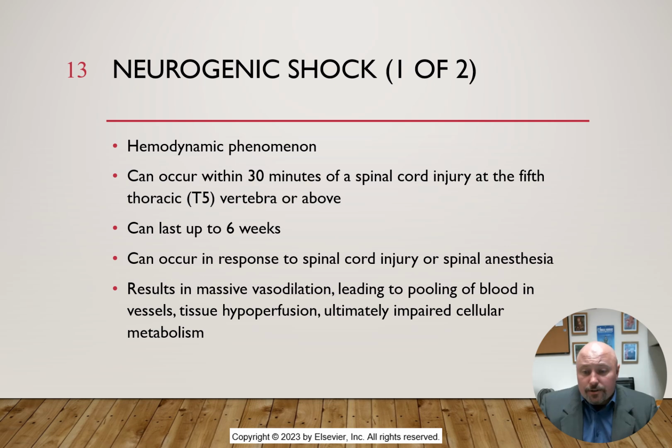Next, we'll discuss neurogenic shock, and this is a hemodynamic phenomenon. It can occur within 30 minutes of a spinal cord injury at the fifth thoracic vertebra or above, and can also last up to 6 weeks. It can also occur in response to any spinal cord injury or spinal anesthesia, and this results in massive vasodilation, leading to pooling of blood in the vessels, tissue hypoperfusion, and ultimately impaired cellular metabolism.